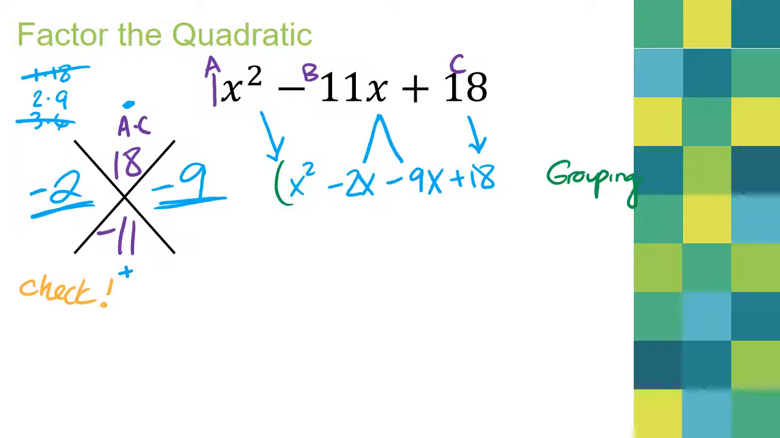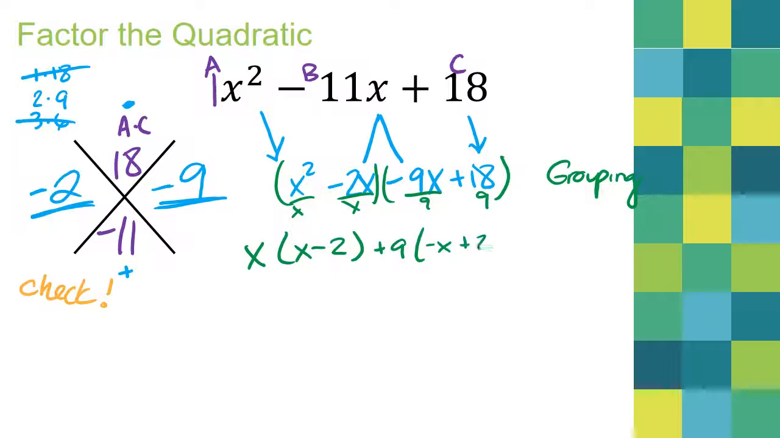Let's group our first two and last two. On my first two, my GCF is x, which leaves me with an x minus 2. My next step is I'm going to divide out a 9. If I divide out a 9, I have a negative x and a positive 2. Here's our checkpoint. Uh-oh, I don't have the same thing twice. So I have to reconsider something.